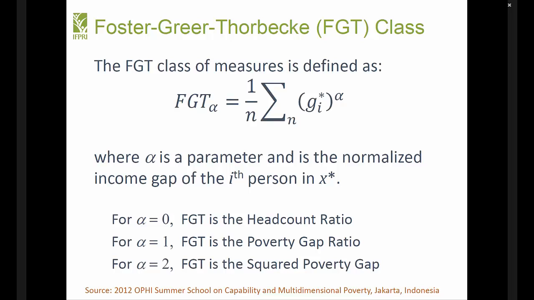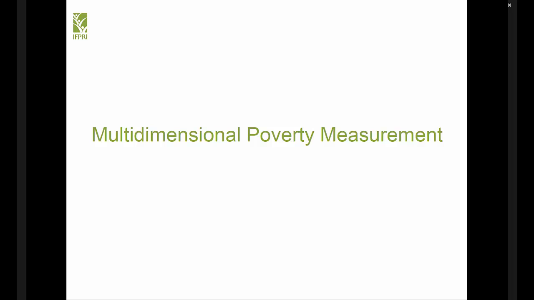Now, what happens when you want to measure multidimensional poverty? The rationale for doing that is that you could argue that not everything has a price, or if you're trying to measure dimensions that don't have markets, and you cannot find a price, or there is no market price, then they're not additive. You cannot add them.